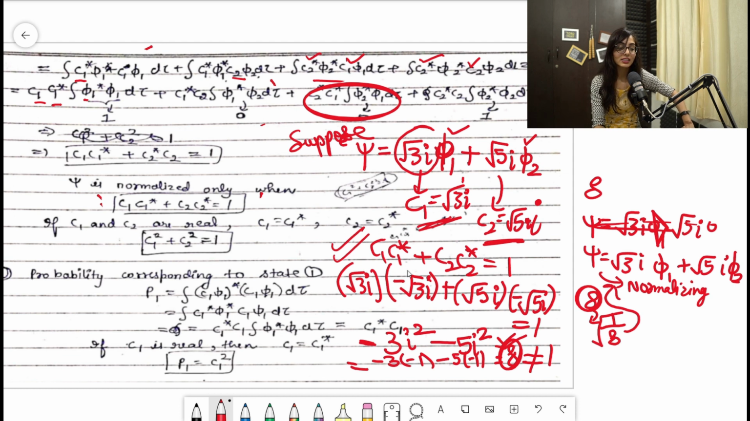Simply, whatever answer is coming, if it is 16, or 100, or 200, or 1000, 2000, any answer, apart from 1, you do this. If it is coming 1, then you will not touch the equation.